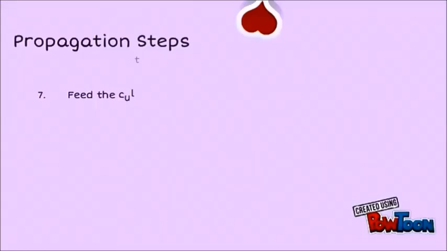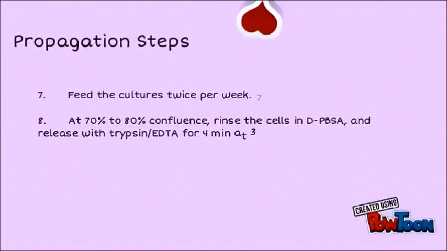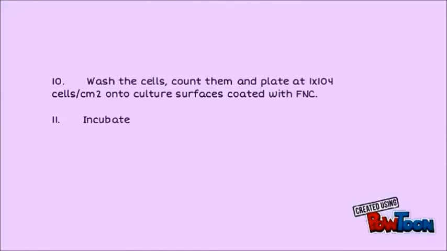Propagation steps. Feed the culture twice per week at 70% to 80% confluence. Rinse the cells in DPBS and release with trypsin or EDTA for 4 minutes at 35 degrees Celsius. Stop the reaction with 10% FBS. Wash the cells, count them and plate at 1 times 10 to the power of 4 cells per cm square onto culture surface coated with FNC.